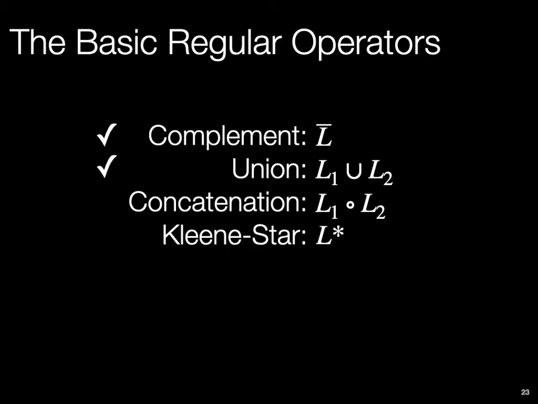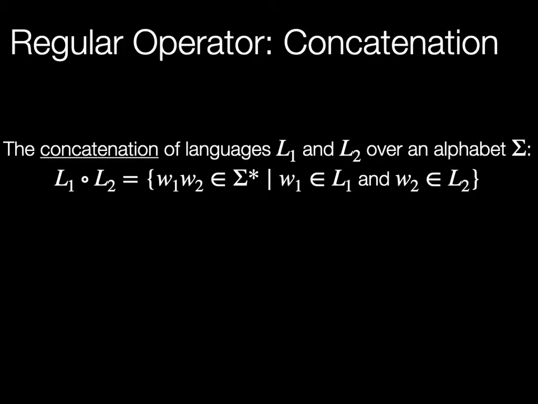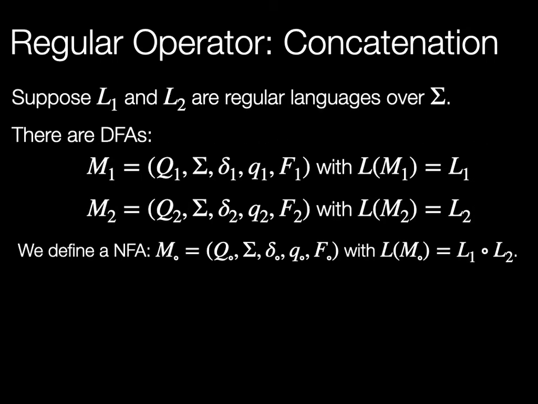Next up is the concatenation of two languages. The concatenation of two languages is the set of every word in the Kleene star that is the juxtaposition of a word in L1 followed by a word in L2. We can show that the concatenation is regular by defining an NFA that accepts it. Suppose we have regular languages L1 and L2 over an alphabet sigma. Then this implies that there are DFAs M1 that accepts L1 and M2 that accepts L2. We will then build an NFA that accepts the concatenation of L1 and L2 using the DFAs M1 and M2.